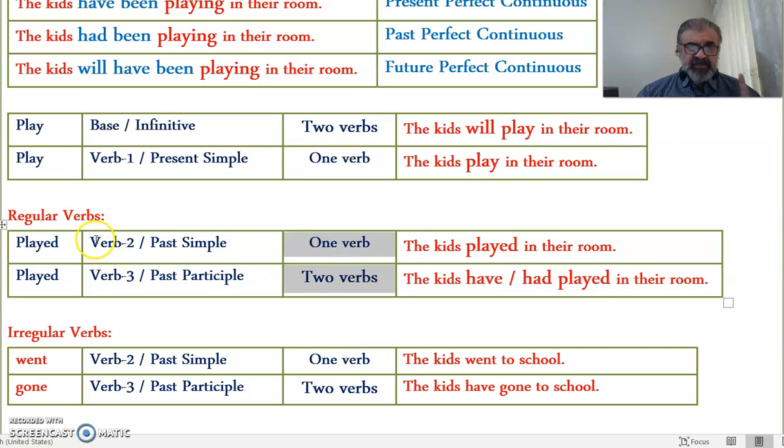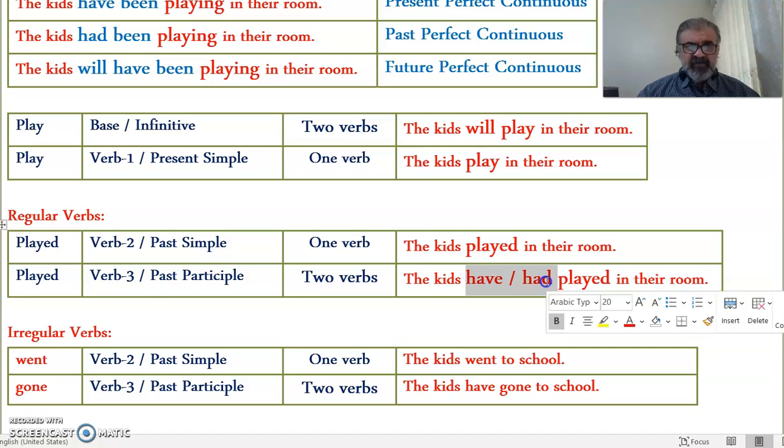Played as a verb 2 past simple, there's only one verb, and in this case ed would give you an indication of time, which is past. But ed here actually doesn't have anything to do with the indication of tense, because what makes you know whether it is past or present is the auxiliary verb. In this case, have and had.